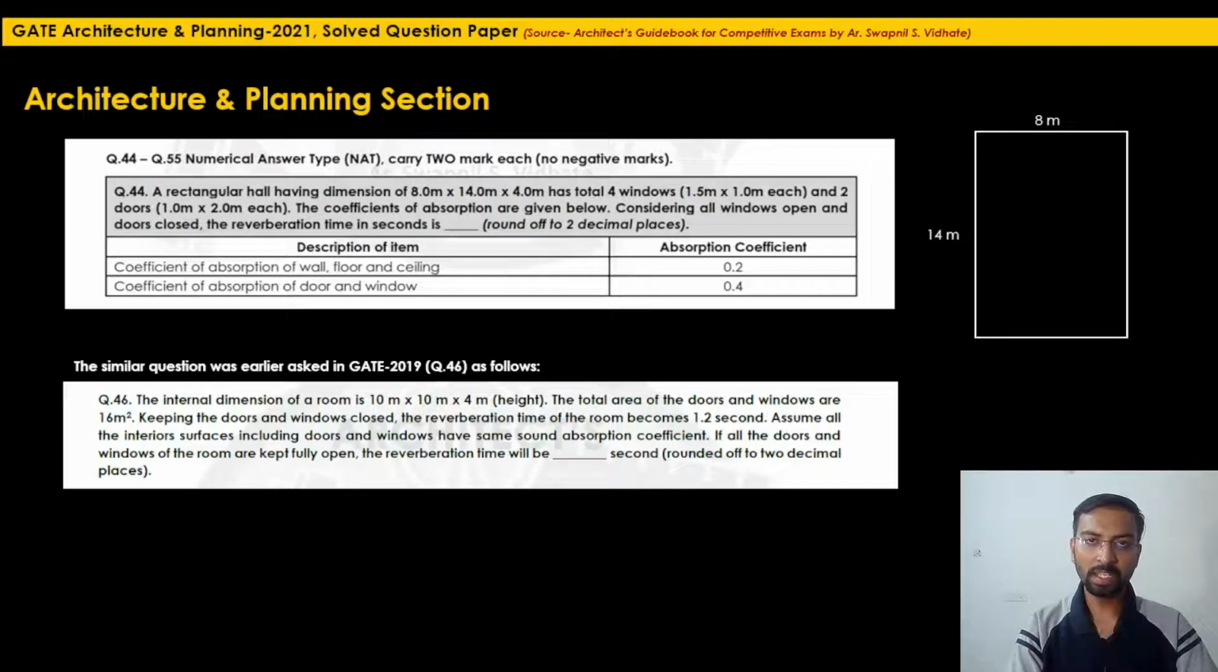The detailed solution for this particular question has already been given in GATE 2019, and like I said in the first lecture, to practice numerical answer questions multiple times, you have to put in your own values. So if the candidate has done multiple practice for questions based on this particular formula, finding the correct answer for question 44 of GATE 2021 was very simple. So let's solve question 44 step by step.